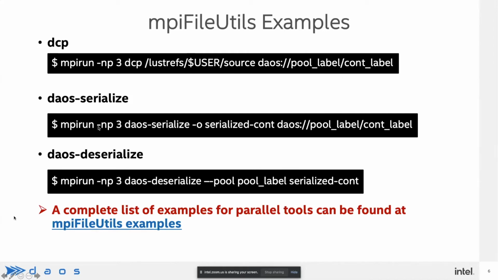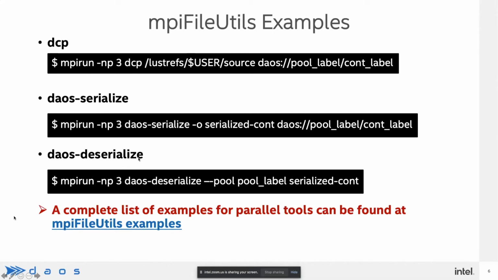For serialization, it's similar. You launch with MPI, the number of processes, and the tool. This option allows you to specify an output directory for the HDF5 files. You don't have to do that. It will just write into the current working directory if you don't specify a directory, but it is more convenient, because in this case it's going to write multiple HDF5 files, as the container is going to be split across the three different processes. So it's going to have three separate files. So it's more convenient to specify the directory there. And then you specify the pool and container you'd like to serialize.